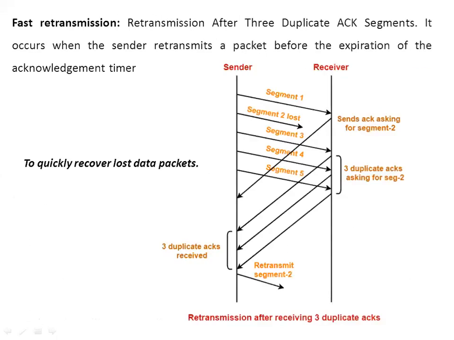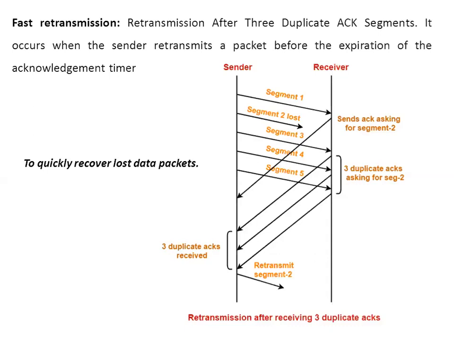Now the second case in which the sender will retransmit a segment is when the sender receives 3 duplicate acknowledgements. This is required in computer networks because usually the value of the retransmission timer is very large. So for a sender to wait for that long duration, until the expiration of the retransmission timer, will be very long. So one solution to this is 3 duplicate acknowledgements.